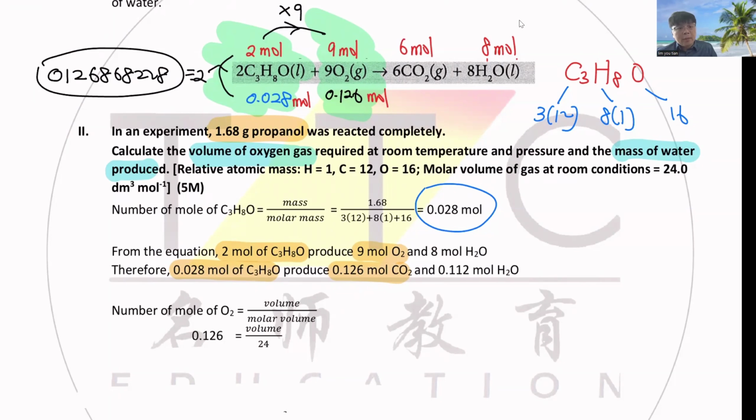This type of calculation we will bring over to chapter 4, 5, 6, 7, 8. So in the whole chemistry syllabus, all of it will have this type of calculation. Very simple. First they'll give you the mass, you convert to mole first. But you cannot directly put in here, because the relationship between the propanol and the oxygen is not 1 to 1. So you need to use the 2 to 9 relationship. You divide by 2 to get one part, then times 9 to get the ratio. Once you get 0.126, you can calculate the volume.